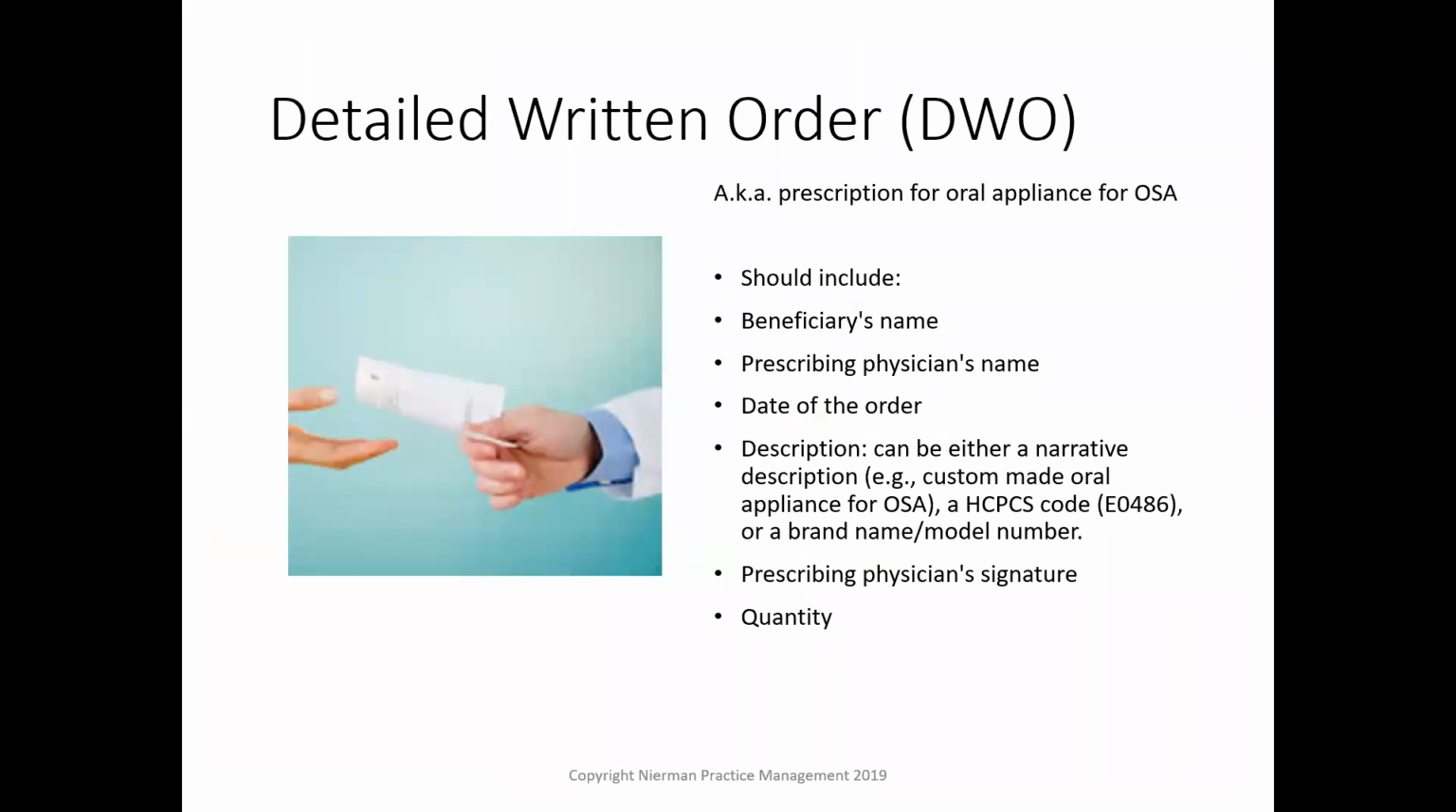Now, the detailed written order does need to include certain elements. Of course, the patient's name, the prescribing physician's name, and the date of the order. The description can be either a narrative, such as custom-made oral appliance for OSA, or it could be the code, E0486, or even a brand name model number. Of course, the prescribing physician's signature can't be a stamped signature or a scanned-in one. And the quantity, very important to have how many oral appliances. So that's where they get kind of picky there.